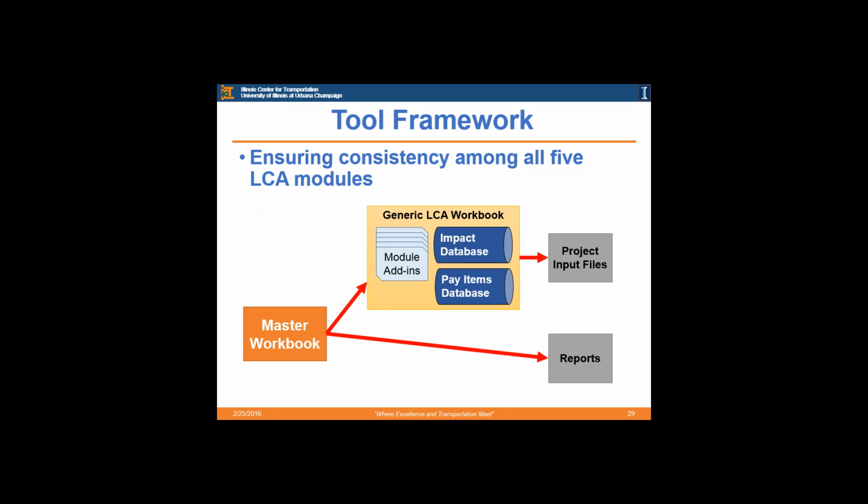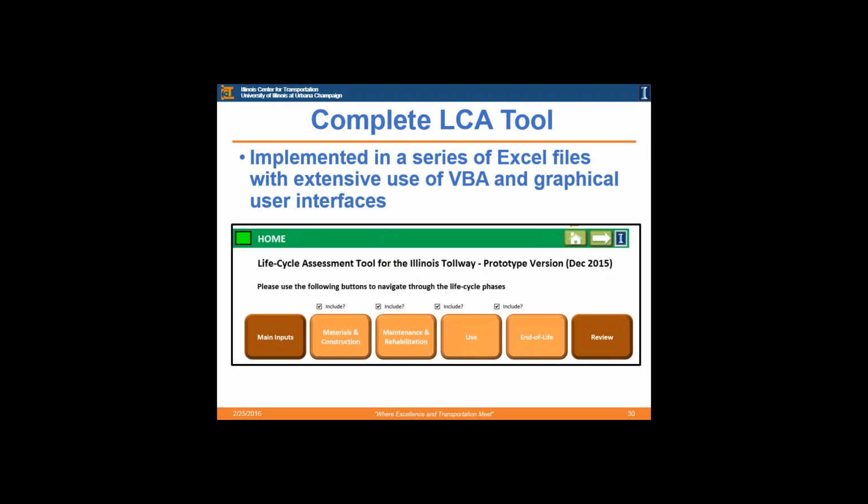So now I would just walk through a little bit more of the LCA tool with some screenshots. As I said before, it's implemented in a series of Excel files with extensive use of Visual Basic for applications and graphical user interfaces. This is the navigation page, and you can see each of those different stages: the materials construction, maintenance, rehabilitation, use, end of life, and so on. That is common to each of those modules.